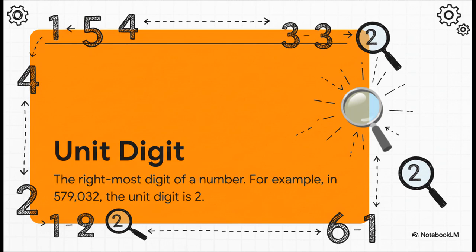Okay, so first things first, what is a unit digit? It's really simple. It's just the last digit of any number, the one all the way on the right. So in a number like 579,032, the unit digit is 2. And here's the secret to this whole thing. To find the unit digit of a big, messy calculation, you only need to focus on the unit digits of the numbers you're working with. Everything else is, well, it's just noise.